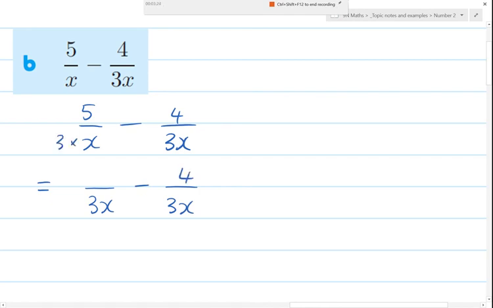If I've multiplied the bottom of that by 3, I must multiply the top by 3 as well, which gives me 15. And 15 minus 4 is 11, and our denominator does not change. And so that's our final answer.